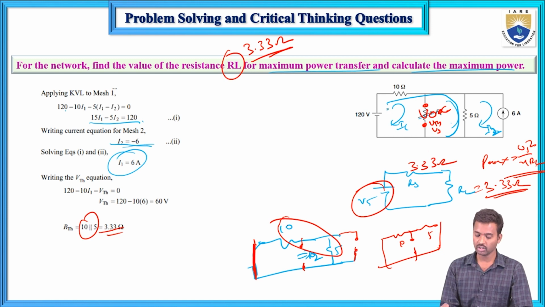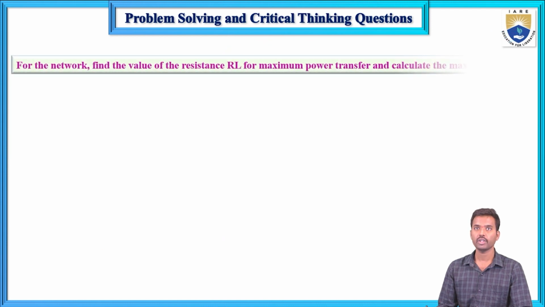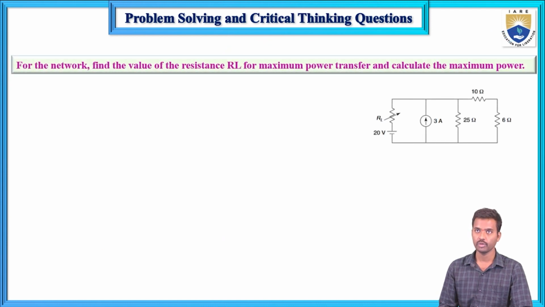Now VTH: if you apply KVL in this loop, 120, 10 I1 and plus VTH equals 0. If you substitute, you will get VTH equals 120 minus 10 into 6, that equals 60 volts. Now maximum power equals VTH square divided by 4 RL, 60 square by 4 into 3.33, that value equals 270.27 watts.